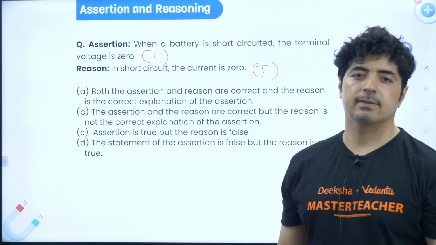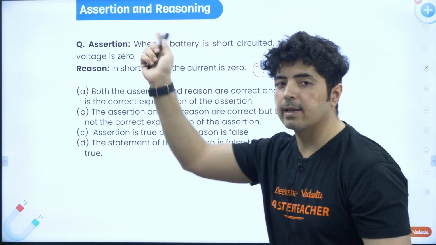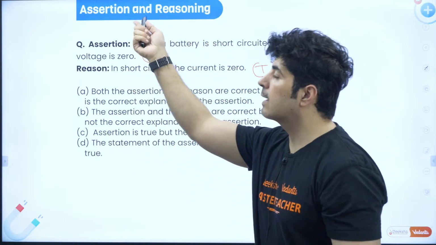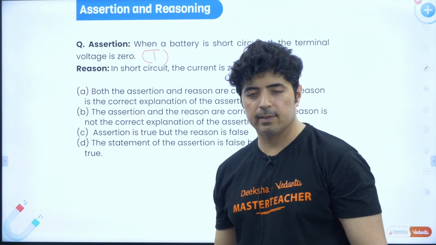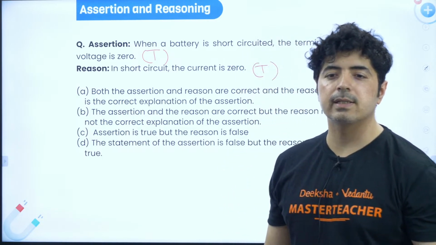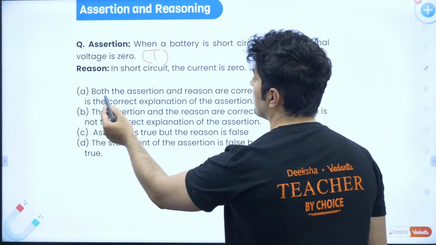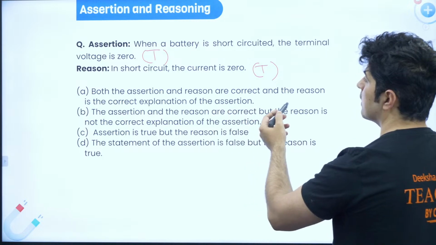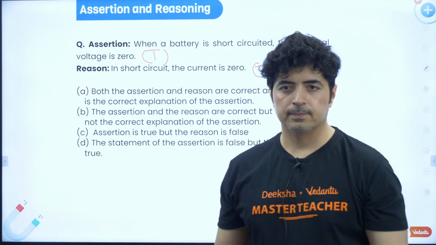In this case, as you see, it is able to explain it. So the reason is correct for the assertion. All right. I hope it is clear to everybody. Yes. These are the things you need to understand, guys. So here the answer is: both the assertion and reason are correct, and the reason is the correct explanation of the assertion. Right.